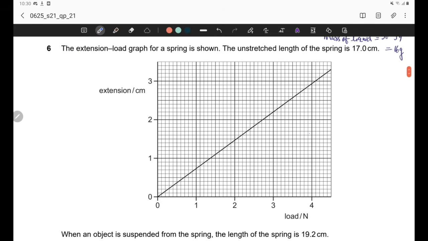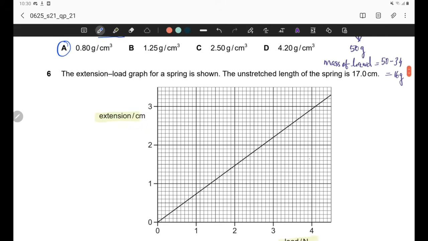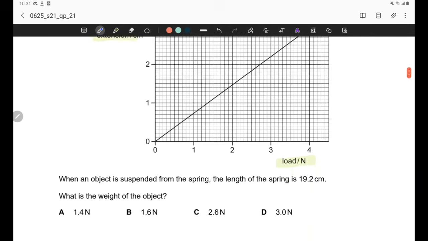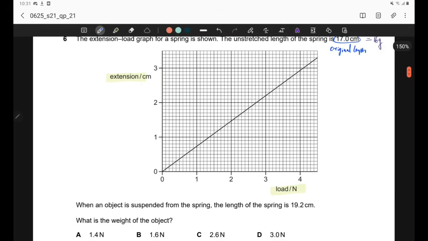Question 6. The extension load graph for a spring is shown. The unstretched length of the spring is 17 centimeter. So we are provided with an extension load graph and the original length is given, that is 17 centimeter. When an object is suspended from the spring, the length of the spring is 19.2. So the new length is also given.